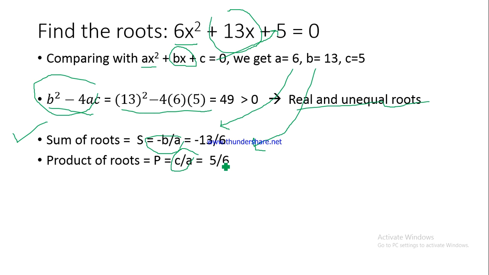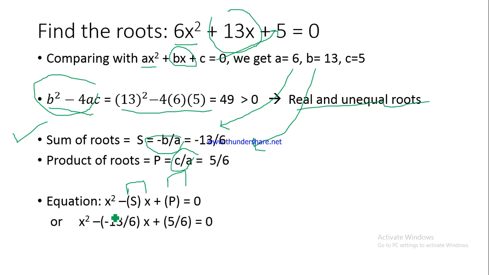Have a look. You know already how to find the equation: x square minus Sx plus P, where S stands for sum and P stands for product. So sum is minus b by a and product is c by a, and I'll be putting these values. In place of the sum S, I'll put this value here, and in place of P I put this here. So x square minus minus 13 by 6 x plus 5 by 6. I hope you understand that this minus will lead to a change in the sign here, so it will ultimately be plus 13 by 6 x.